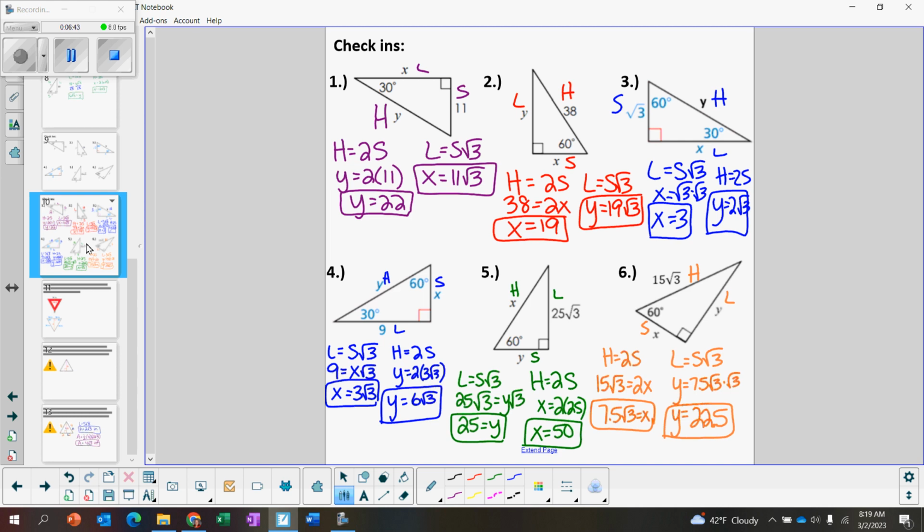All right, so take a moment to look over your answers. Number 1, x was 11 root 3 and y was 22. Number 2, x was 19 and y was 19 root 3. 3, x was 3 and y was 2 radical 3. 4, x was 3 root 3 and y was 6 root 3. 5, x was 50 and y was 25. And 6, you could either leave it as 15 root 3 over 2 or 7.5 root 3 for x, and y was actually 22.5.